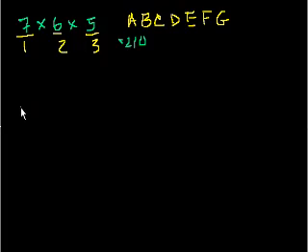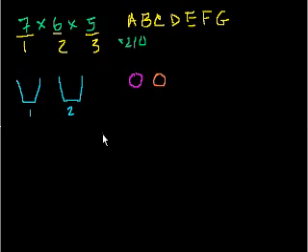Let's say, we don't have to do people in chairs. Let's say we have cups, and I'll do the cups in a different color. So this is cup 1, and then I have cup 2, and then I have 3 balls. I have a magenta ball, I have a brown ball, and I have a yellow ball. And I want to know how many different ways can I put these 3 balls into these 2 cups.